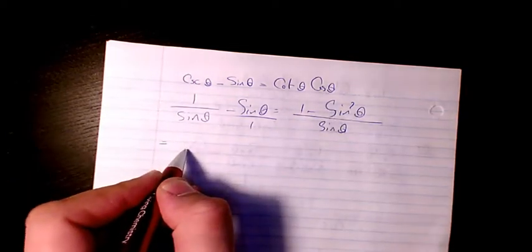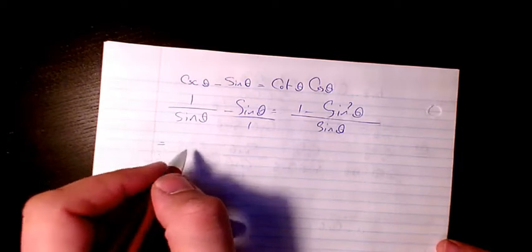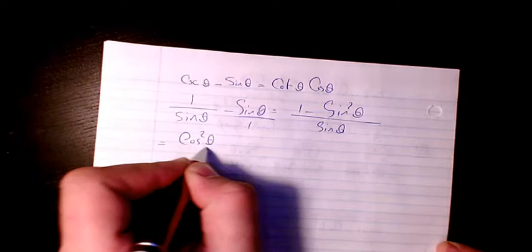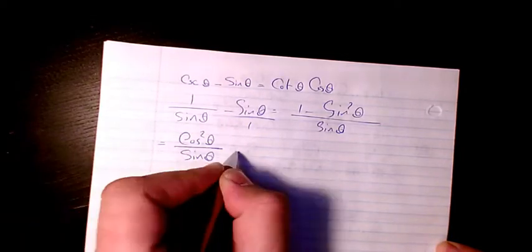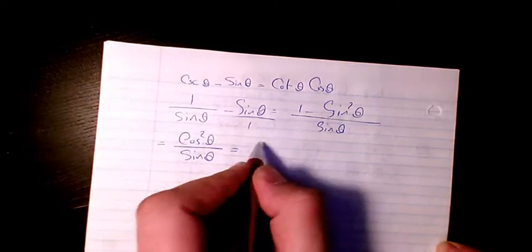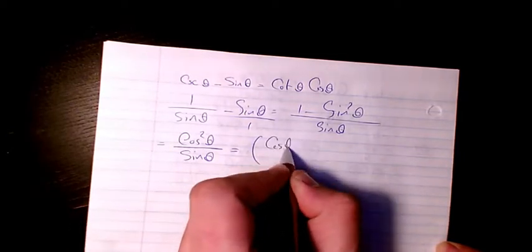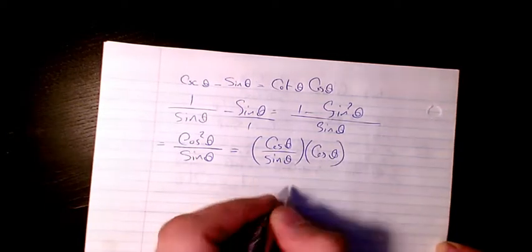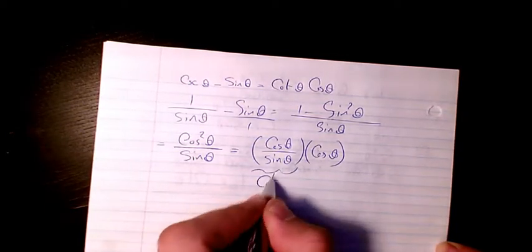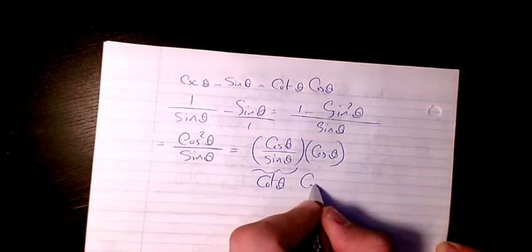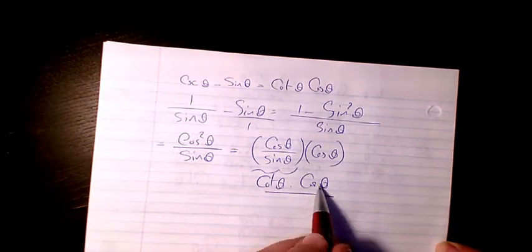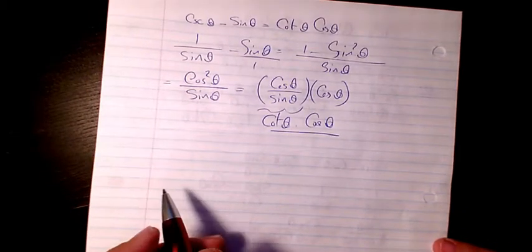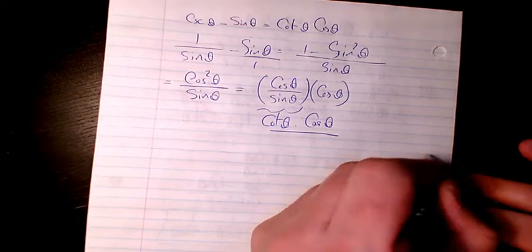So then what I can do, instead of 1 minus sine squared theta, I can write cosine squared theta divided by sine theta. And instead of that, I can decompose it like cosine theta divided by sine theta multiplied by cosine theta. So cosine theta over sine theta is the same as cotangent theta. Here I have cosine theta. So now I have cotangent theta times cosine theta. That's basically how you need to solve this question.